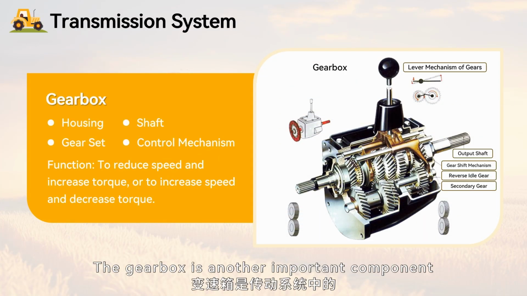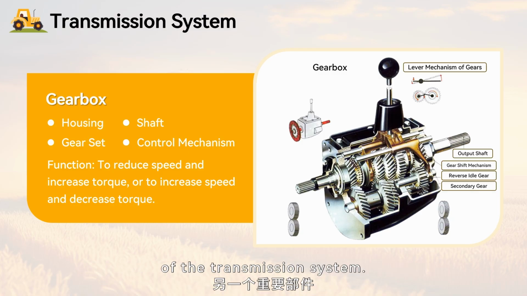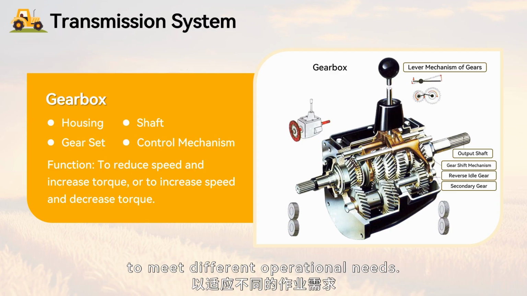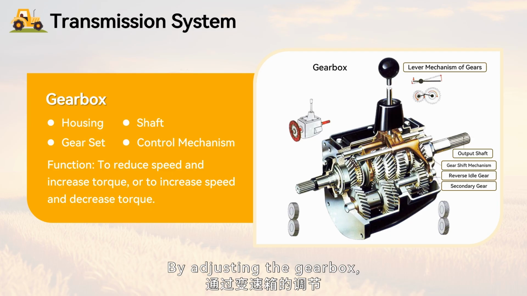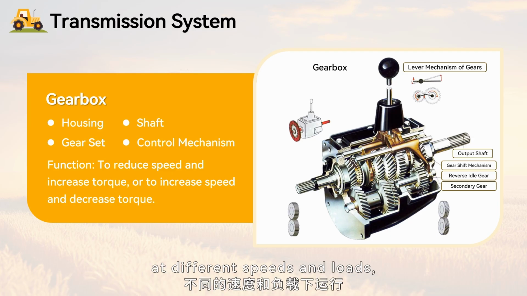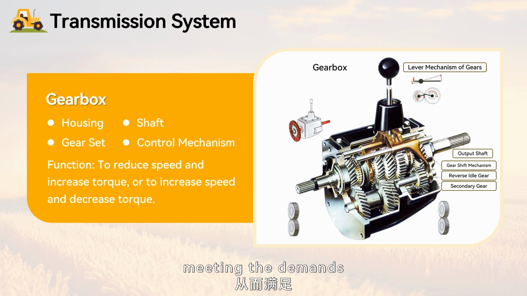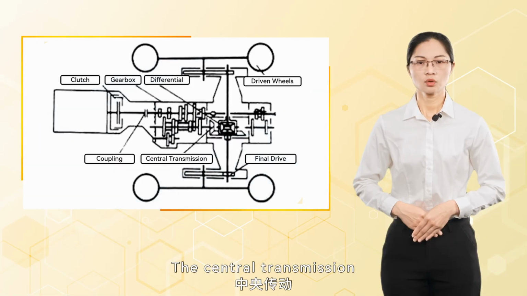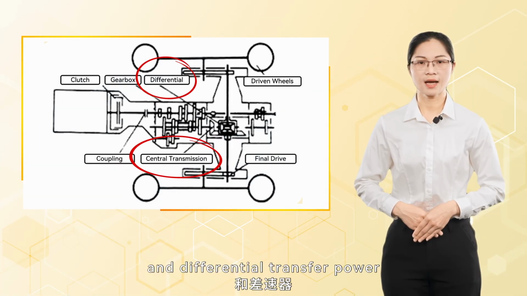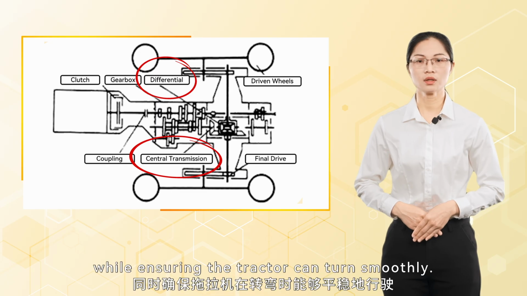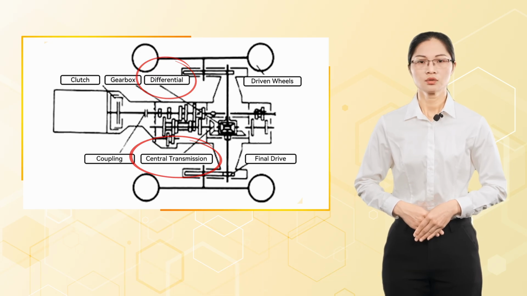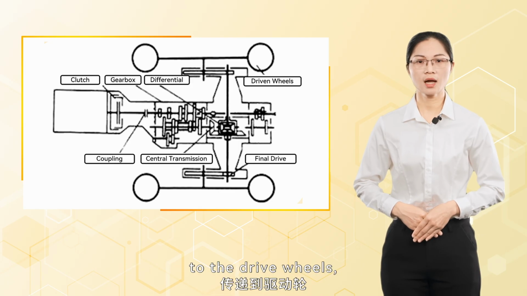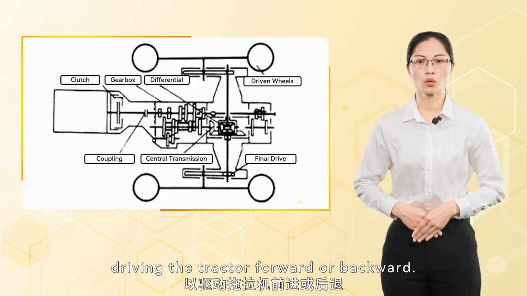The gearbox is another important component of the transmission system. It adjusts the engine's speed and torque to meet different operational needs. By adjusting the gearbox, the tractor can operate at different speeds and loads, meeting the demands of various agricultural operations. The central transmission and differential transfer power from the gearbox to the drive wheels while ensuring the tractor can turn smoothly. The final drive components transmit power from the central transmission to the drive wheels, driving the tractor forward or backward.